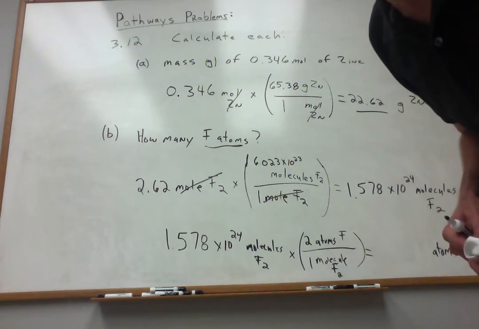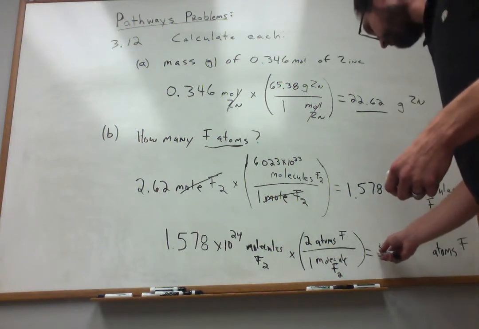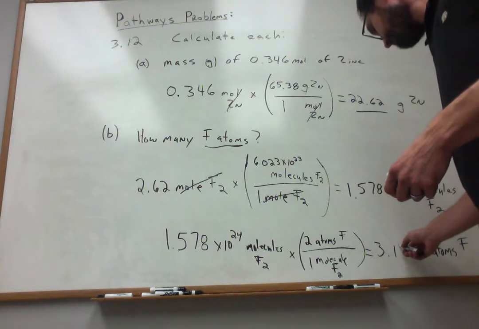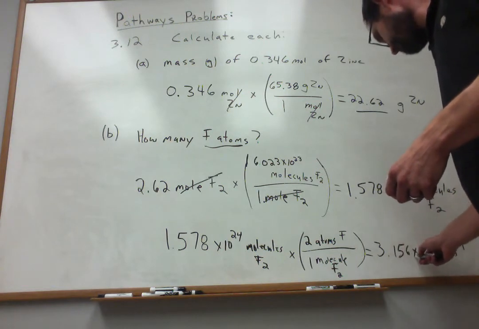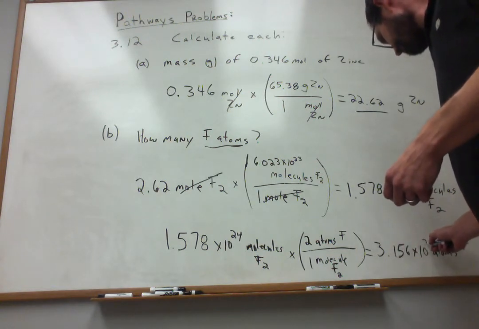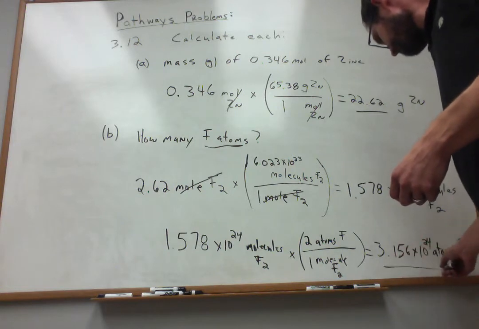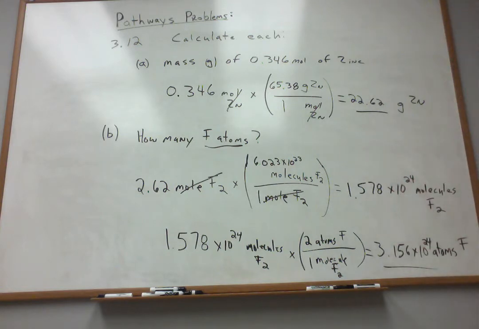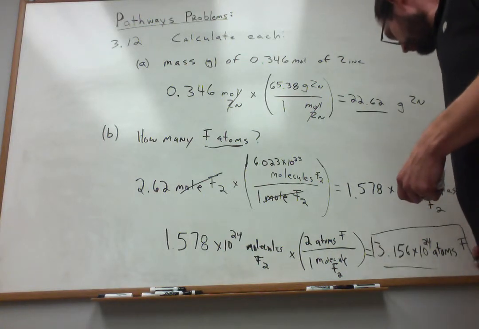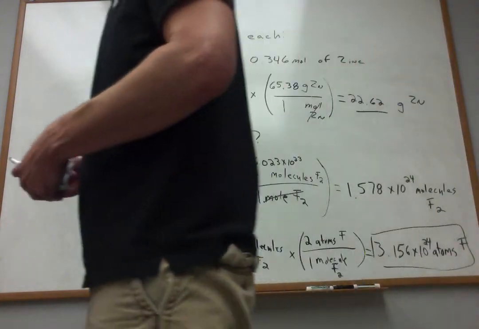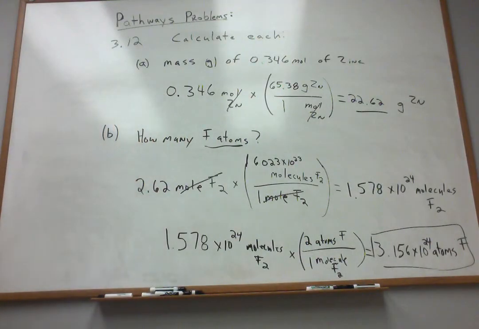Now if I do that, it looks like I end up with 3.156 times 10 to the 24th atoms of fluorine. That's about how many atoms I've got in a 2.62 mole sample of F2 gas, okay?